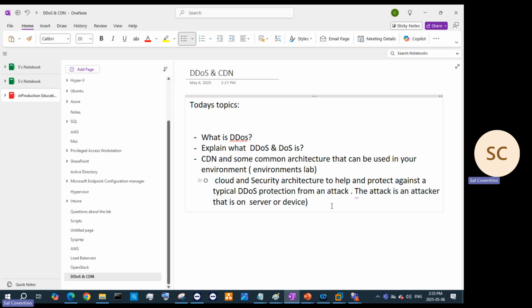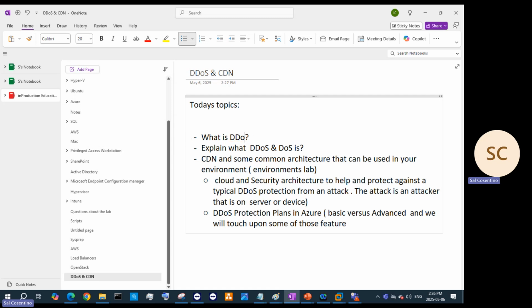There are different types of DDoS, and I also want to touch base on the DDoS protection plans in Azure, which I think are basic versus advanced. We will touch upon some of those features if we have enough time. In this quick video, we'll see what we can come up with and what we can do when we talk about that specific stuff.